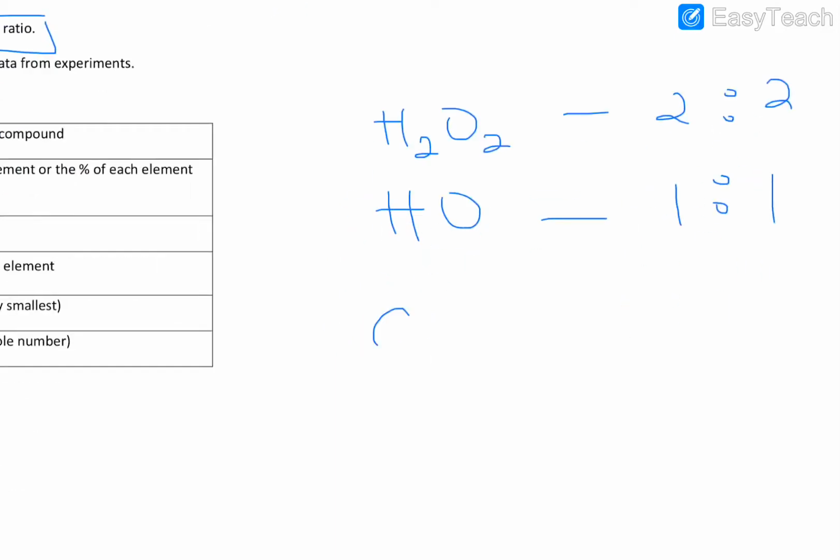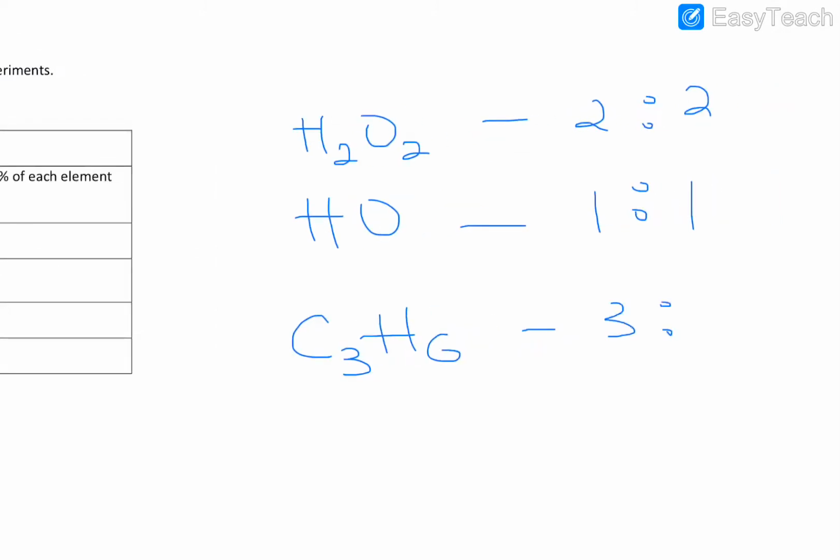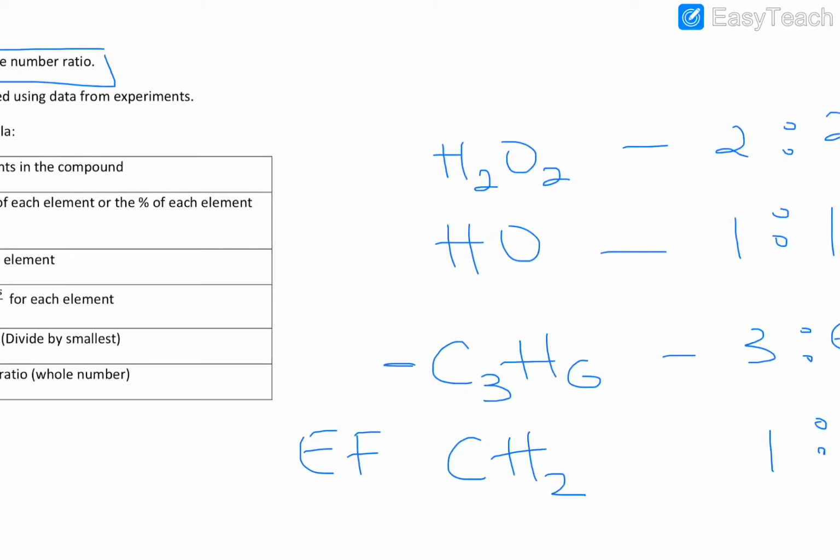Similarly, if I have C3H6, for example, so the ratio is 3:6, then the simplest whole number ratio would be 1:2. So then the empirical formula would be CH2. Here, the actual formula is called the molecular formula. So here, that would be the molecular formula, and this would be the empirical formula.